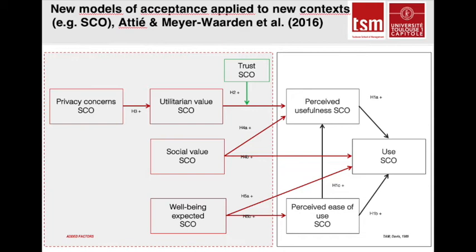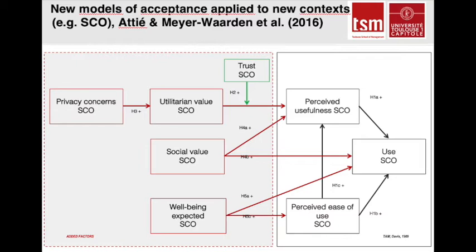In the following, we apply a technology acceptance model that we enhanced to new contexts such as smart connected objects and IoT, thus the Internet of Things. So we can see that privacy concerns impact negatively utilitarian value, which influences positively perceived usefulness. So the higher the utilitarian value, the higher the usefulness. It is the same for social value that influences directly perceived usefulness, and well-being, which influences usefulness and perceived use. All of them subsequently influence the final output variable, use of smart connected objects.